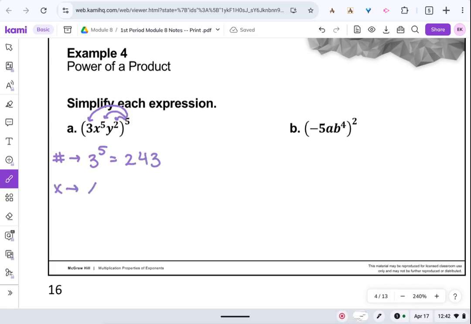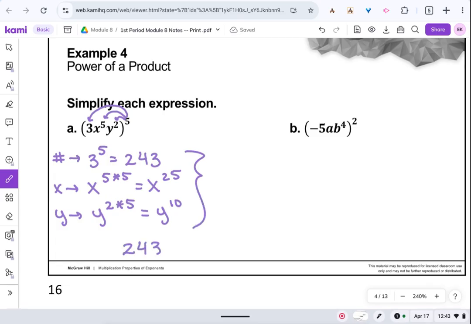The next base is x, so I have x to the 5 times 5, which is x to the 25. The last base is y. It has a power of 2. I multiply it by 5, and I get y to the 10th. And then again, these all go together. 243, x to the 25, y to the 10. So it has 3 terms.